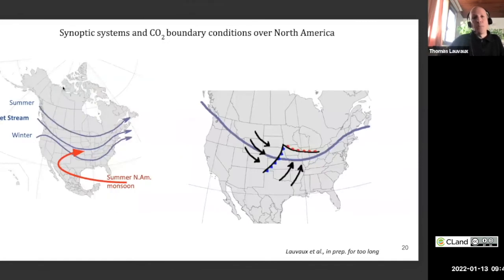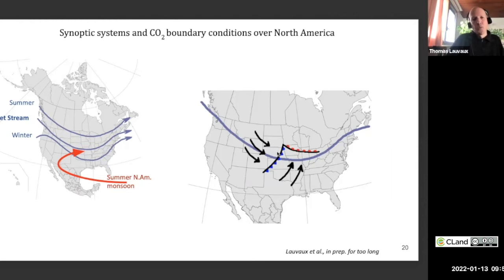So I show you the typical flow over North America. You have the jet stream, advecting air masses from the west coast to the east coast. It actually moves south in the winter time and north in the summer. And on top of that you have circulation from the Gulf of Mexico. So in the summer, for example, there is the North American monsoon, not very famous actually, but there is a monsoon in North America, bringing air masses from the south, sucked by the jet and pushed eastward by the flow.